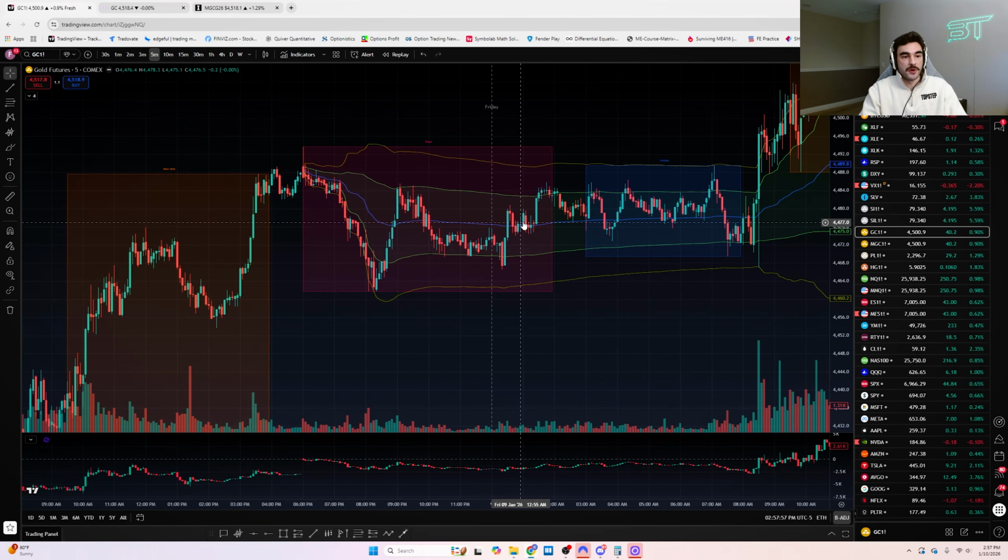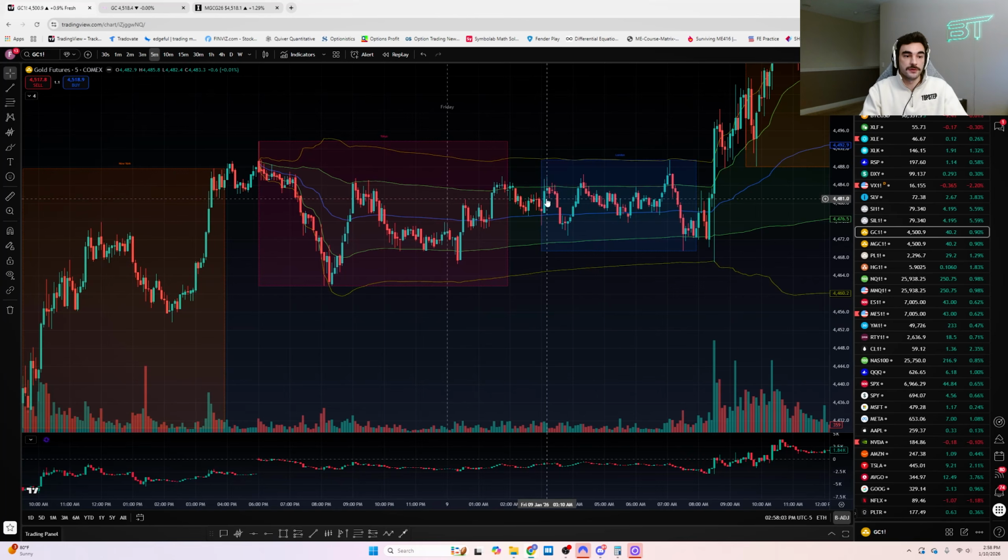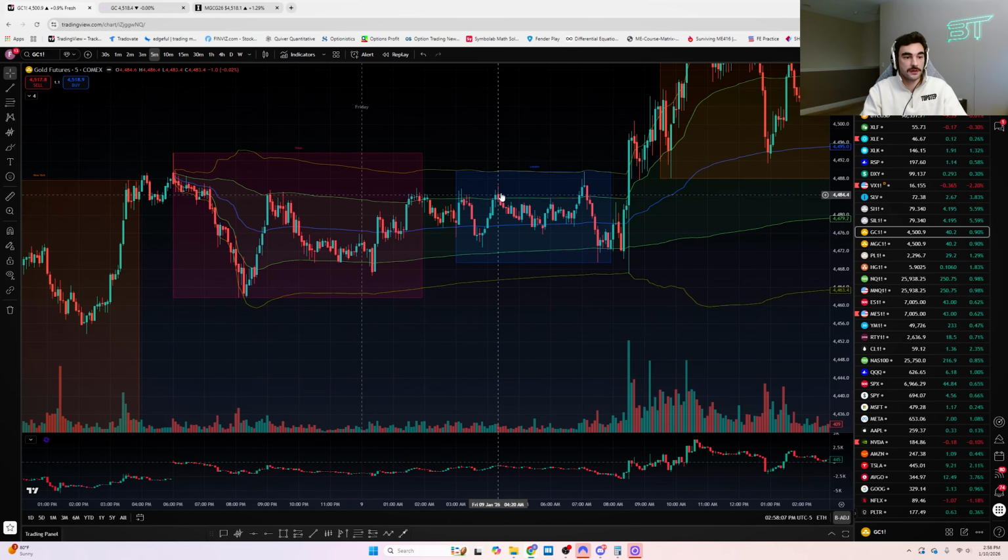Buyers push us back up above VWAP. We get back up to that first standard deviation band. It's a resistance level. Come back down to VWAP. Try to break through that first band again. Again, resistance level. Come up again, resistance level. So a lot of the times you will see GC range between its first standard deviation band and VWAP.